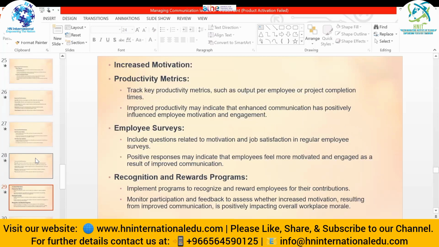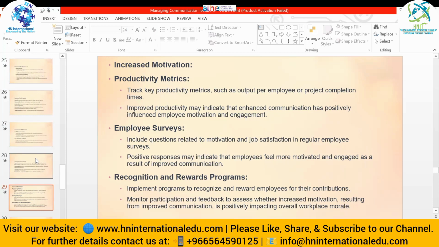Increase motivation. In this, we have productivity metrics, employee surveys, recognition, and rewards program. The productivity metric says that we have to track the key productivity metrics such as output per employee or project completion times. Improved productivity may indicate that enhanced communication has positively influenced the employee motivation and engagement. In the survey, include questions related to motivation and job satisfaction in regular employee surveys because we're directly talking to them. So the questions in the survey should be made and aligned with their goals. Positive responses may indicate that employees feel more motivated and engaged as a result of improved communication.